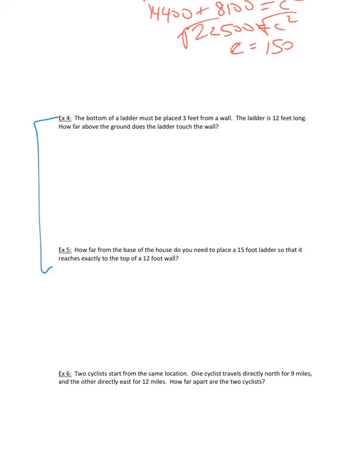The bottom of a ladder must be placed 3 feet from a wall. The ladder is 12 feet long. How far above the ground does the ladder touch the wall? So the one really important thing to remember is that the ladder leans. The ladder is always going to be your hypotenuse. It's the diagonal part of the triangle, and the house is the vertical part.